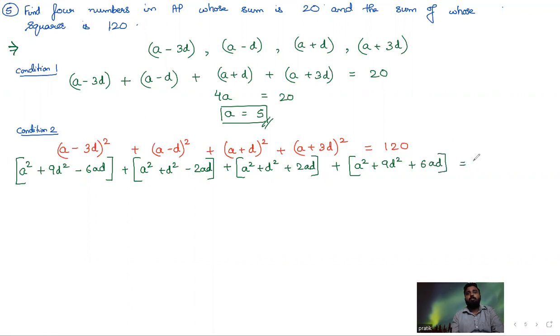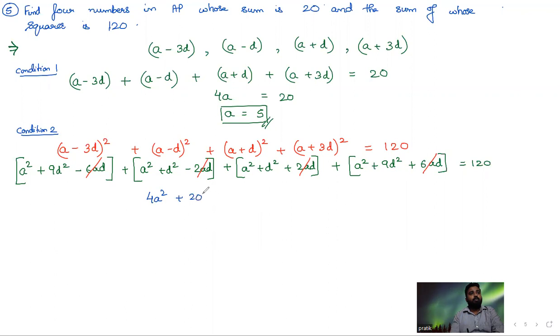This is summating to how much? 120. So important over here is that this is minus 6ad, this is plus 6ad, they get cancelled. Minus 2ad plus 2ad again will get cancelled. Left out is nothing but a square, a square, a square, and a square. That is 4a square.